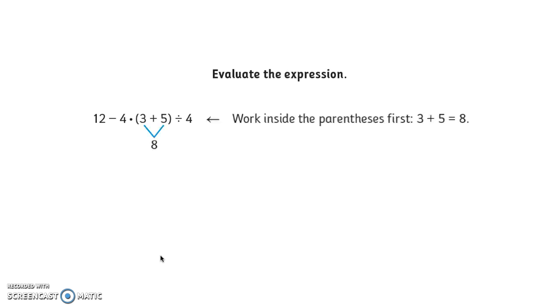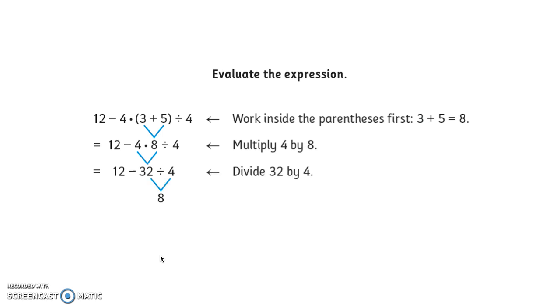First, we're going to work inside the parentheses. 3 plus 5 is 8. Now we're going to rewrite: 12 minus 4 times 8 divided by 4. Our next step is multiplication. 4 times 8 is 32. We're going to rewrite now: 12 subtract 32 divided by 4.